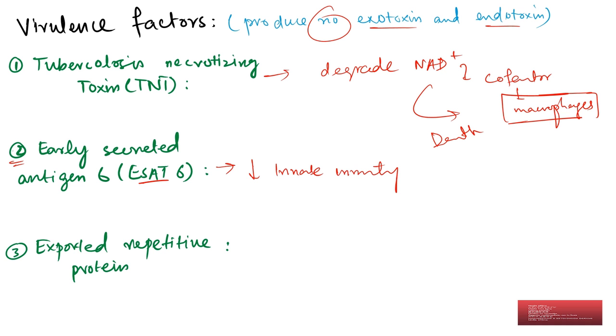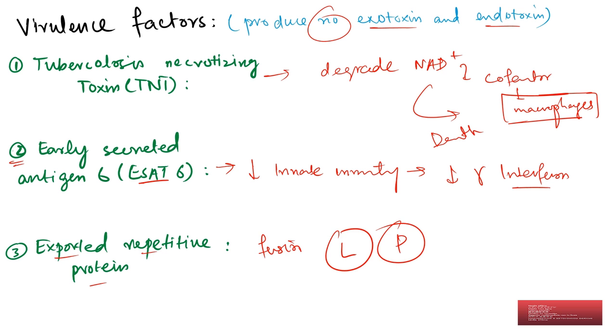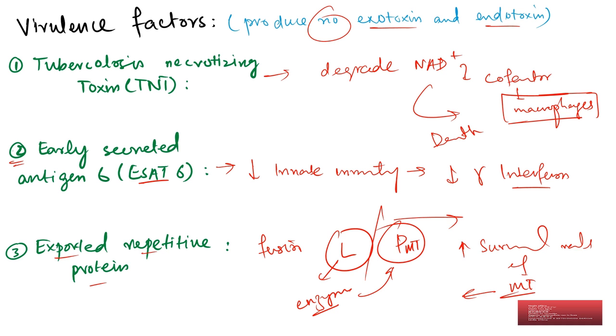tuberculosis and other organisms by reducing the secretion of gamma interferon. The third one is the exported repetitive protein, which prevents the fusion of the lysosome with the phagosome containing Mycobacterium tuberculosis. The lysosome contains different types of enzymes which cause death of the Mycobacterium tuberculosis. So preventing their fusion increases the survival rate of Mycobacterium tuberculosis and causes disease.